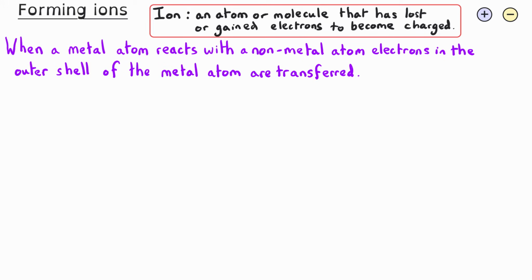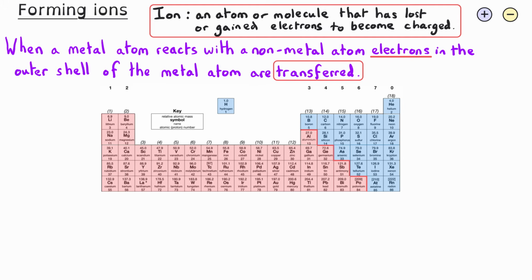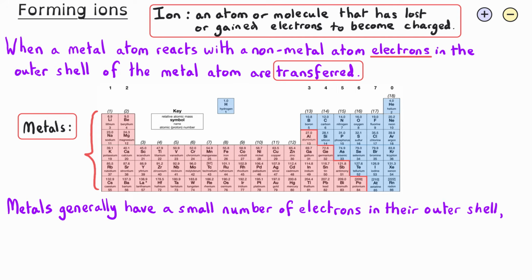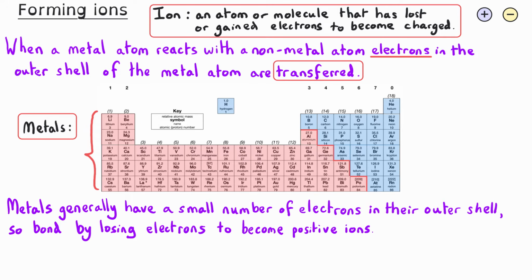When a metal reacts with a non-metal, electrons in the outer shell of the metal atom are transferred. And metals, which are found on the bottom and the left of the periodic table, generally have a small number of electrons in their outer shell. And so, to form bonds and get a full outer shell of electrons, they lose their outer shell electrons. And since electrons have a negative charge, this means that the metal atoms become positively charged metal ions.